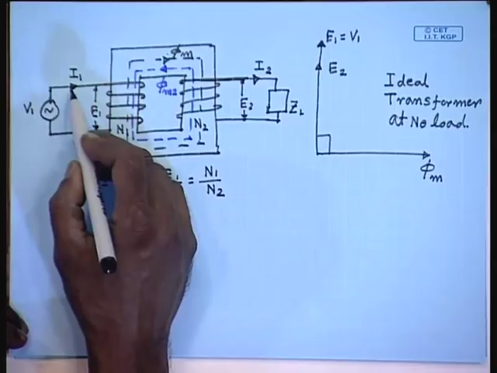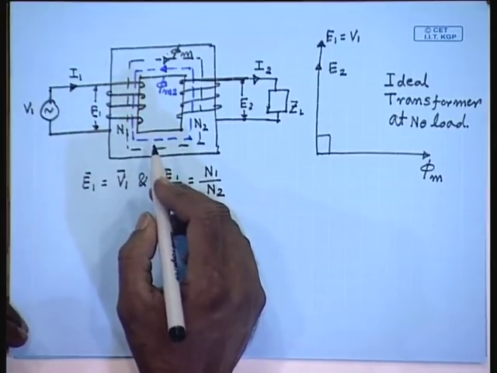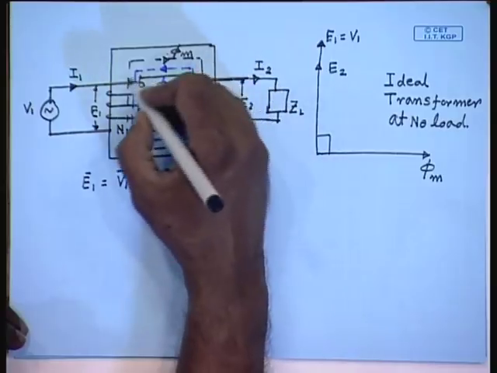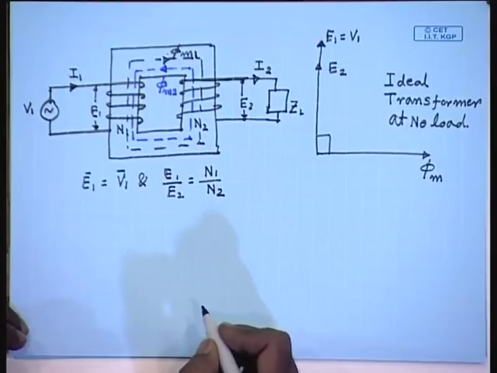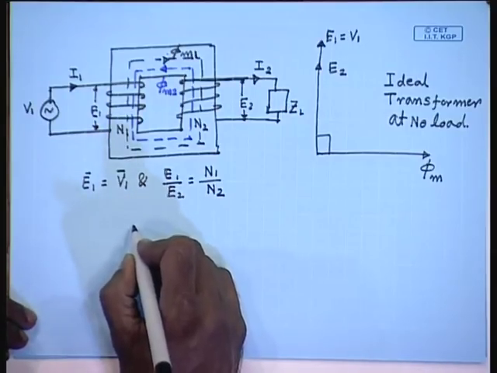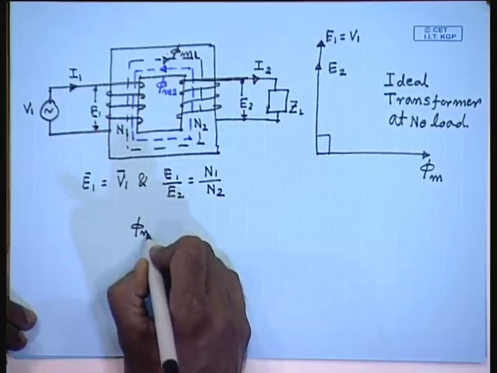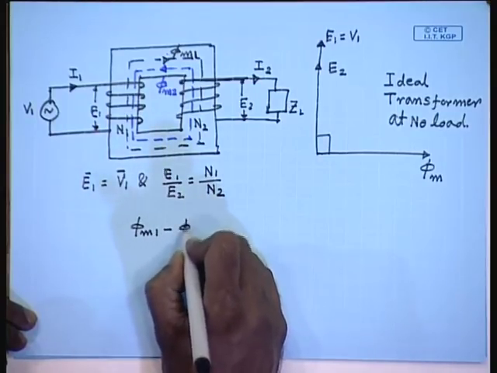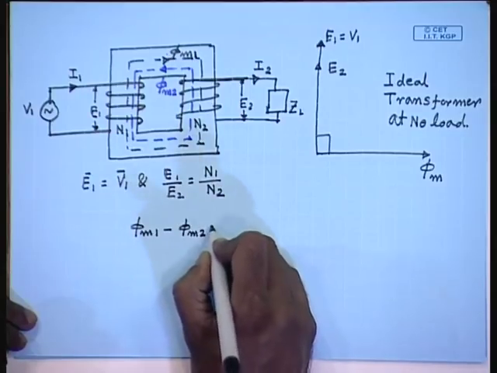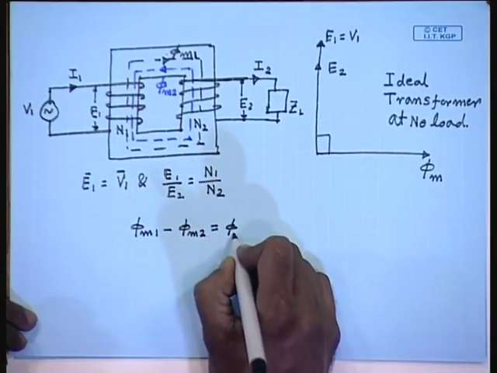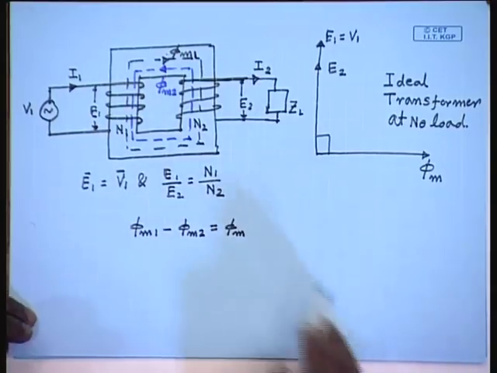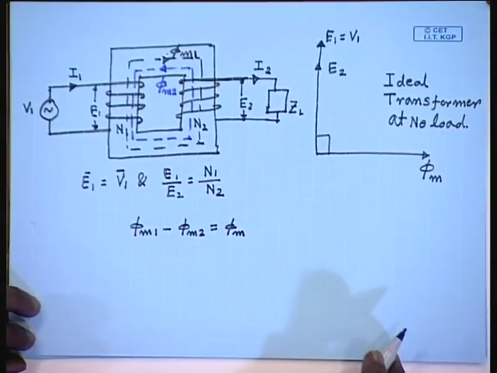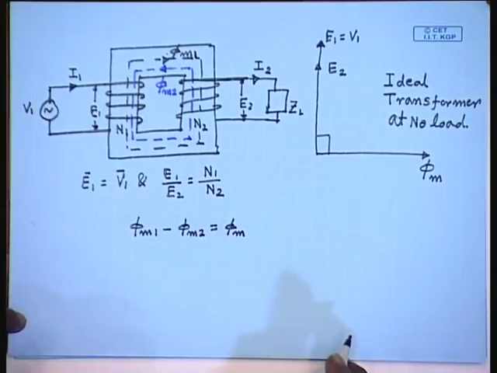otherwise this current will keep on increasing, which means the flux produced by coil 1 will now change to phi m1, and in steady state phi m1 minus phi m2 will still be equal to phi m, so that the induced voltages E1 and E2 do not change. So, what will be the magnitude of the current I1?